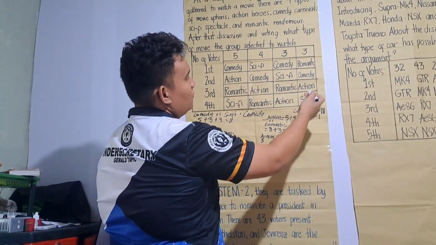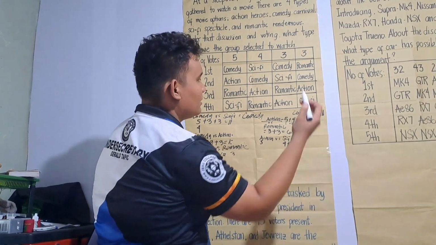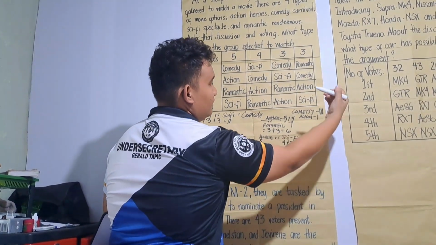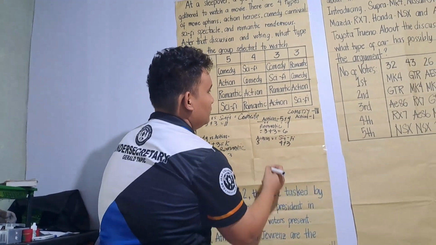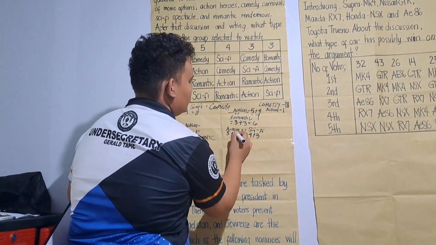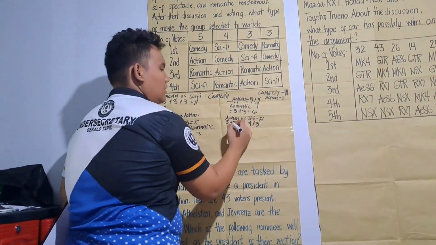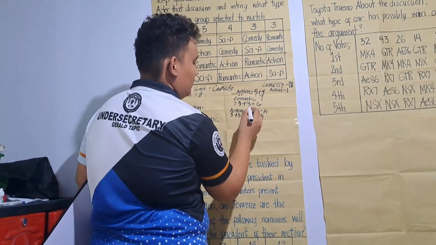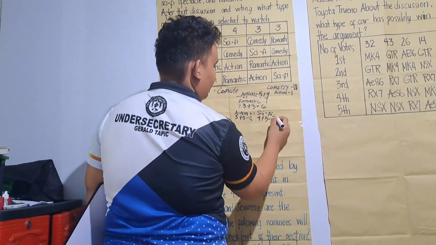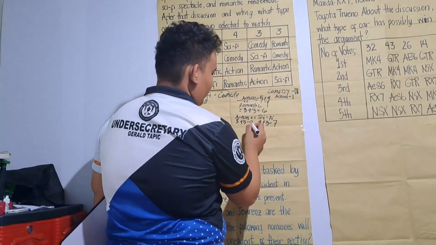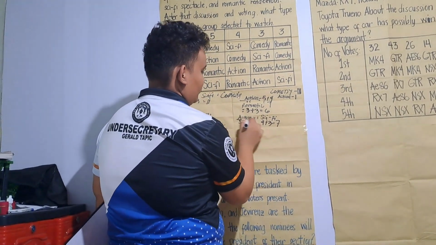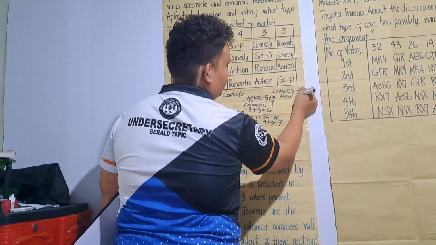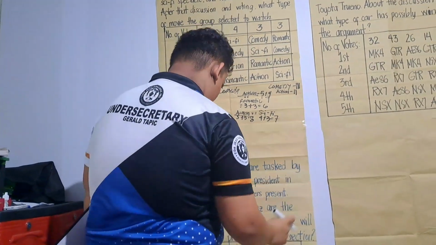In the last column, action is first, then sci-fi. So the 3 votes go to action. 5 plus 3 equals 8. 8 plus 4 equals 7. So the winner on each matchup is action. So action has 2 votes. Another 1 point.